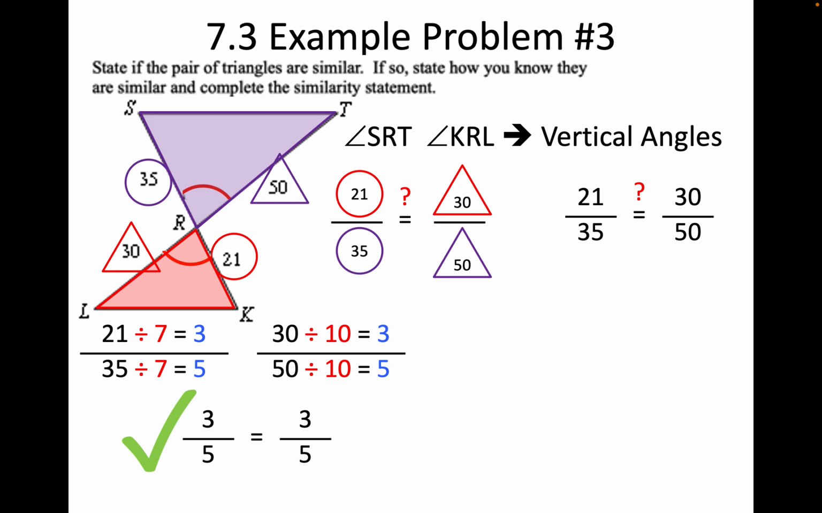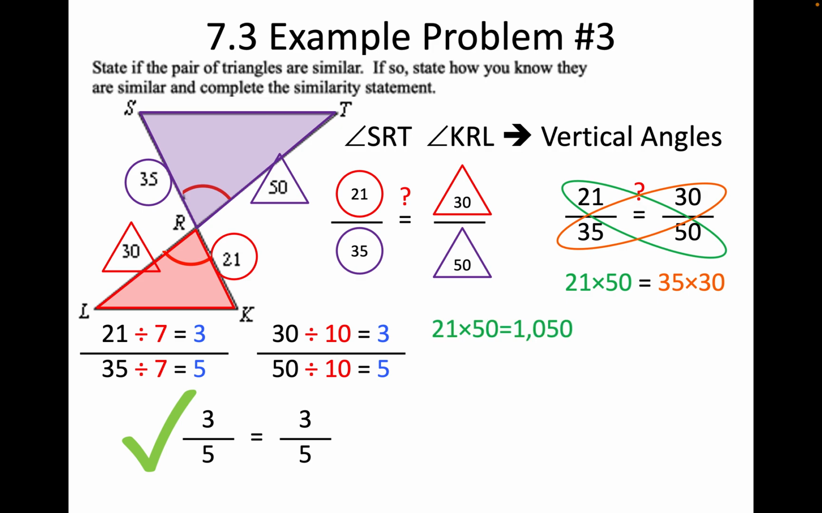All right, the other way I could do it, if I didn't want to do simplification of fractions, is I could use cross multiplication. Is 21 times 50 going to be equal to 30 times 35? Well, 21 times 50 is equal to 1,050. 35 times 30 is equal to 1,050. So yes, 1,050 is equal to 1,050. So yes, that also shows that these are proportional.